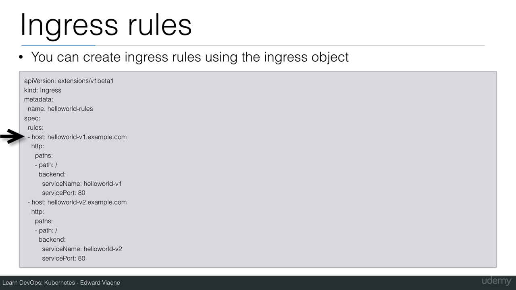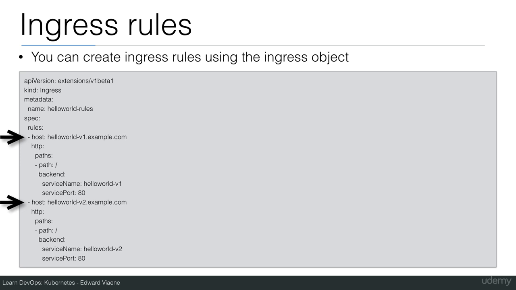You can say if it matches the host hello world v1 example.com, then do an HTTP forward to this backend that is described here. You can specify a path, it's just slash. The backend in our case is going to be hello world v1, which is a service that we're going to launch, and this service runs on port 80. Then we're going to have a second host, hello world v2 example.com, also HTTP forward. Path is also slash, and we have another backend. So depending on which host you're going to hit, you are going to get to a different application basically.